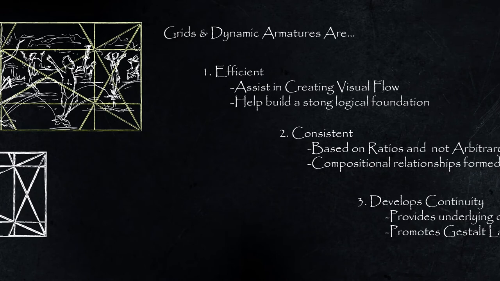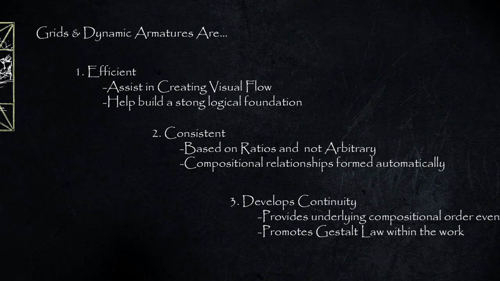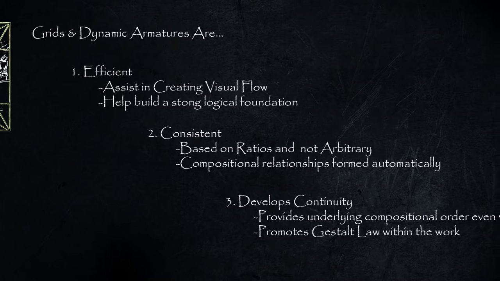Firstly, they are efficient. They assist the artist in creating visual flow by determining the placement and position of subject matter long before imagery is selected or created. They permit the artist to build from a strong, logical foundation, helping to take the guesswork out of compositional design. Secondly, they lead to consistent work. Grids and dynamic armatures are based on ratios, therefore they are never arbitrary. This helps to create relationships automatically inside of the painting's composition, and this leads to structural harmony as a result.